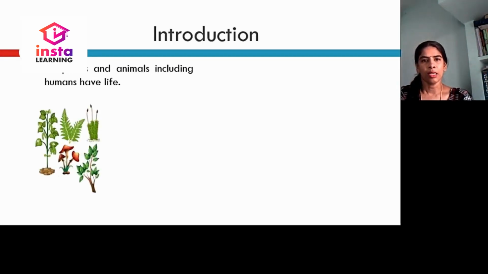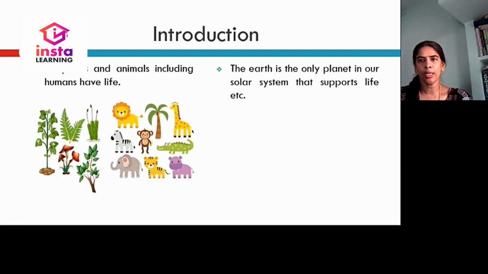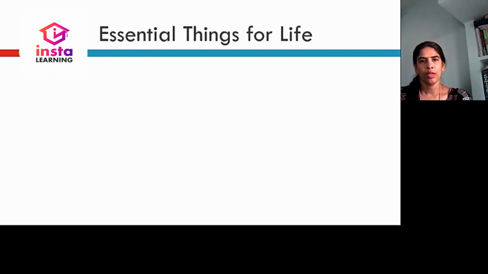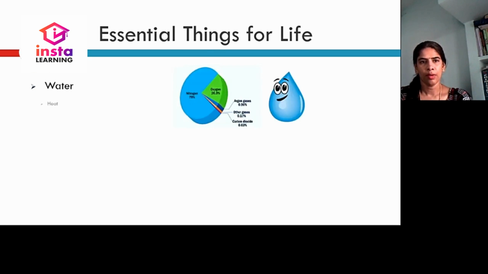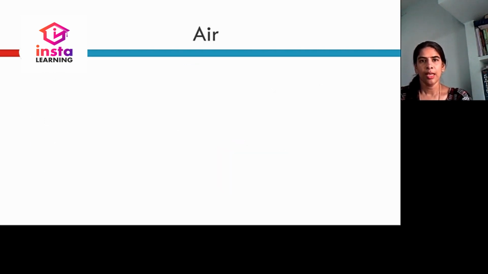All living plants and animals, including humans, have life. The Earth is the only planet in our solar system that supports life. There are certain essential things for life. It includes air, water, heat, light, minerals, and interdependence of plants and animals. Let us now begin with our first essential element, air.